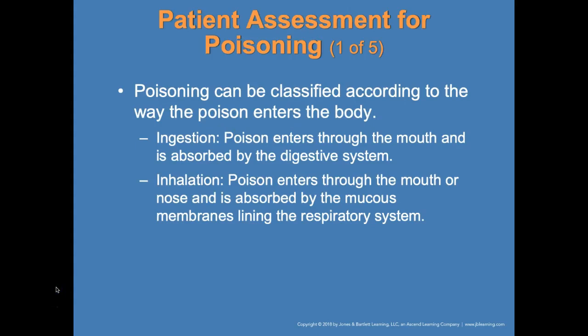Alright, so poisoning can be classified according to the way the poison enters the body. Ingestion, this is when we eat something, the poison is going to enter through the mouth and then be absorbed by the digestive system. Inhalation, when we breathe it in, poison is going to enter through the mouth or nose and be absorbed by the mucous membranes lining the respiratory system. So it's important to note that when we eat it, it's absorbed by the digestive system. When we breathe it in, it's absorbed by the mucous membranes lining the respiratory system.